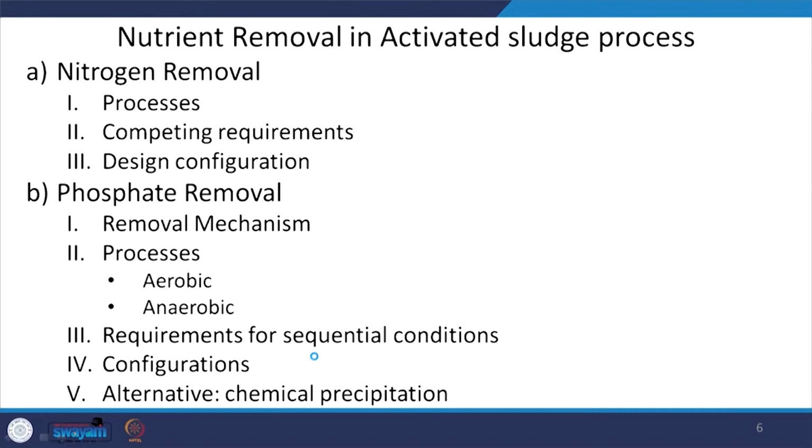So, let us move on to the next major aspect. Until now, what have we removed, right? Let's just take a quick recap. So, preliminary treatment, first we want to lift the water from one head to the other.